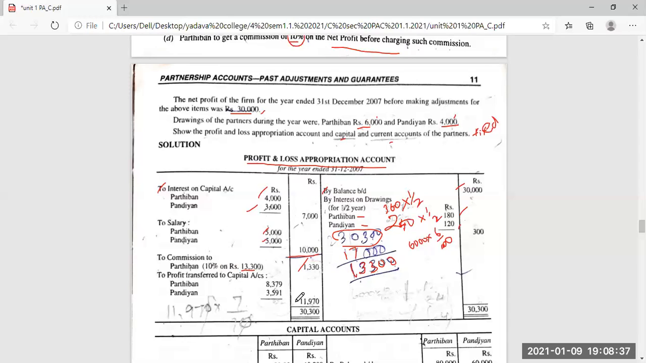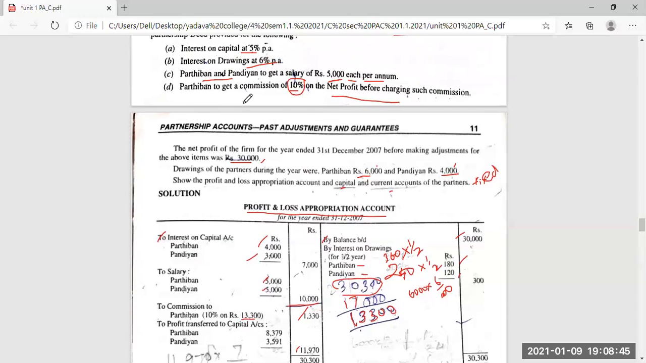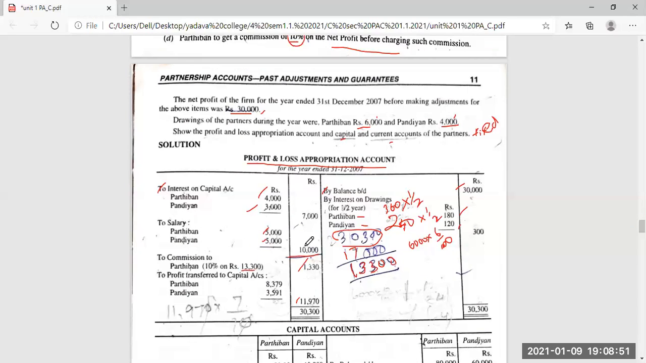Then now we deduct, you will be getting after commission 11,970. Again, I'll repeat it. They asked to get a commission of 10% before charging net profit. So what is the meaning? Before getting this actual net profit, you have to calculate the commission. Then you have to transfer the rest of the amount to the profit and loss of both the partners. So actually 30,300 is the total, but when we deduct the salaries and interest on capital 17,000, you will be getting 13,300 as a net profit.